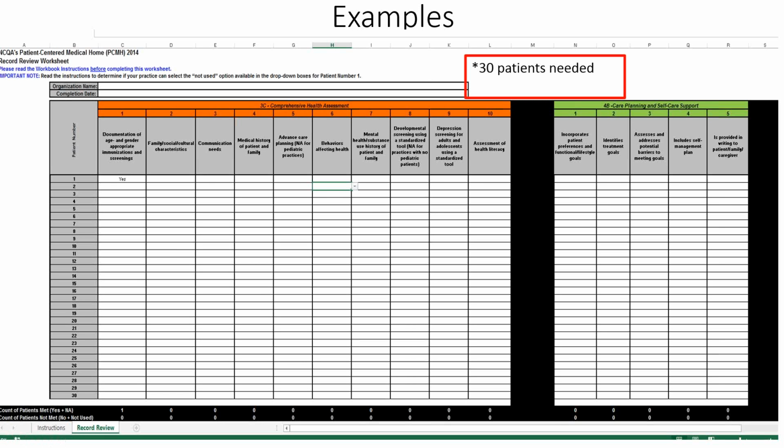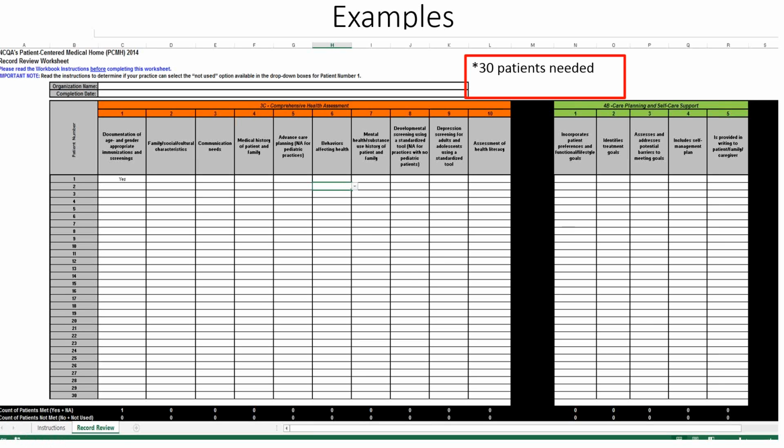So this example slide is a screenshot of what the review workbook looks like. You can see that I added there that they're looking to you to report on 30 patients. This is, you can see here in the orange, 3C, looking at this element, comprehensive health assessment. 1 through 10, each different factor had its own column. And then within each cell is a drop-down list of either yes or no, if that specific factor is included for that patient. There's some instances where either NA or not used is an option.